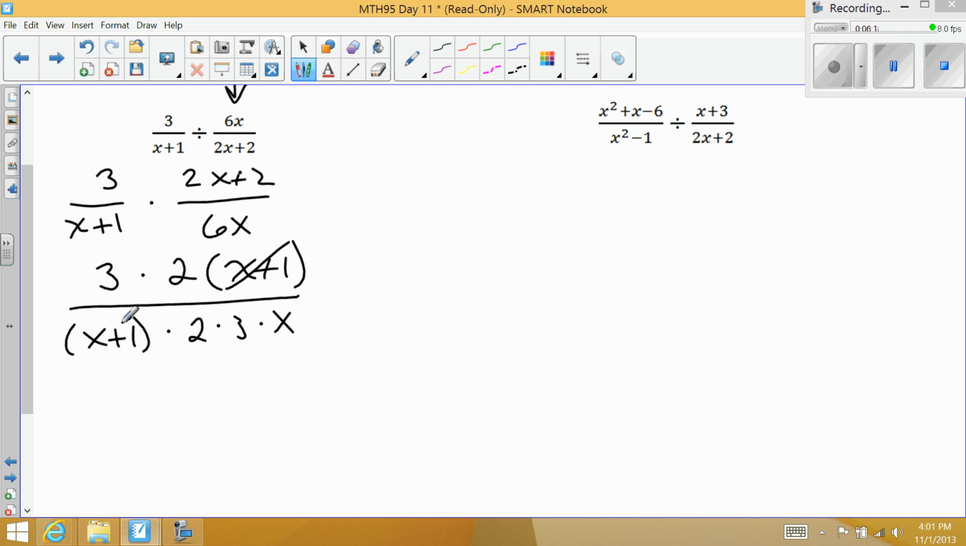So we can reduce out the x plus 1. The 2's divide, they're equal to 1. And 3 over 3 is a 1. Our only factor left here is x in the denominator, but be careful. Whenever the entire numerator cancels out, we do need to put in a 1 as a placeholder. So our result is 1 over x, not x.